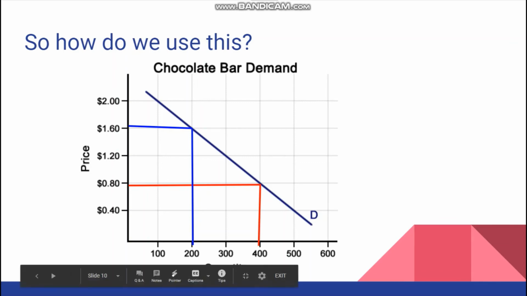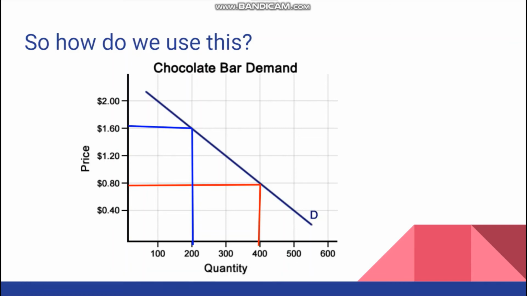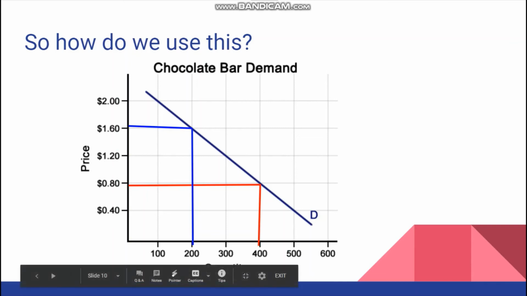Now, what happened to the amount of money we would lose? Because we know that we would lose money as a result of these people leaving, right? Well, we would drop from 400 to 200. So we would lose 200 people. And those 200 people were paying 80 cents. So we would lose $160.